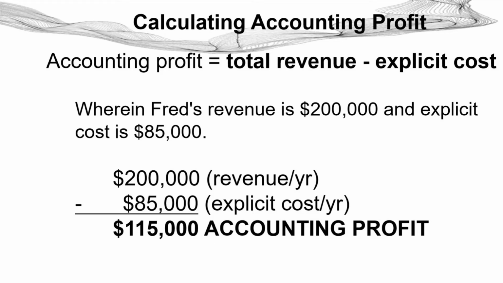After knowing the revenue, let us now calculate the accounting profit. Accounting profit is the total revenue minus the explicit cost, wherein, in our example, Fred's revenue is equal to $200,000 and his explicit cost is $85,000. $200,000, which is the revenue of Fred per year, minus $85,000, which is his explicit cost per year, is equal to $115,000 accounting profit.